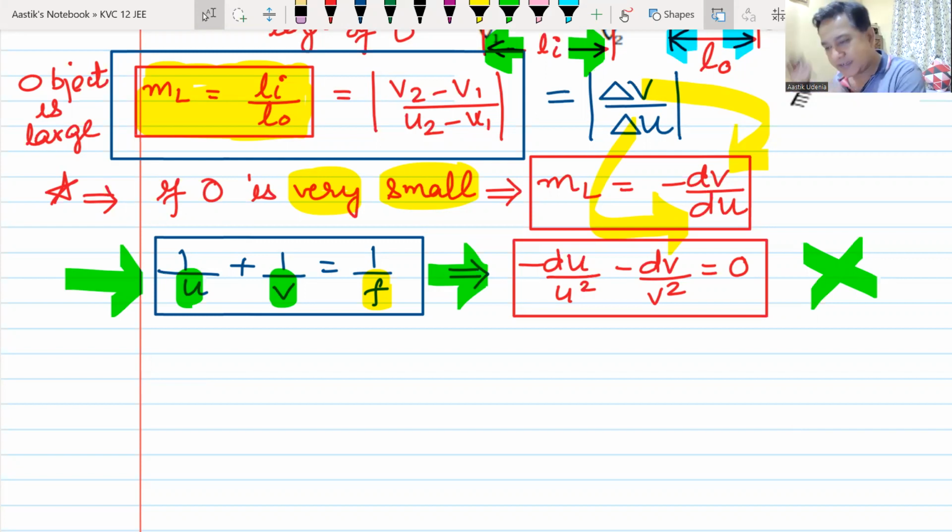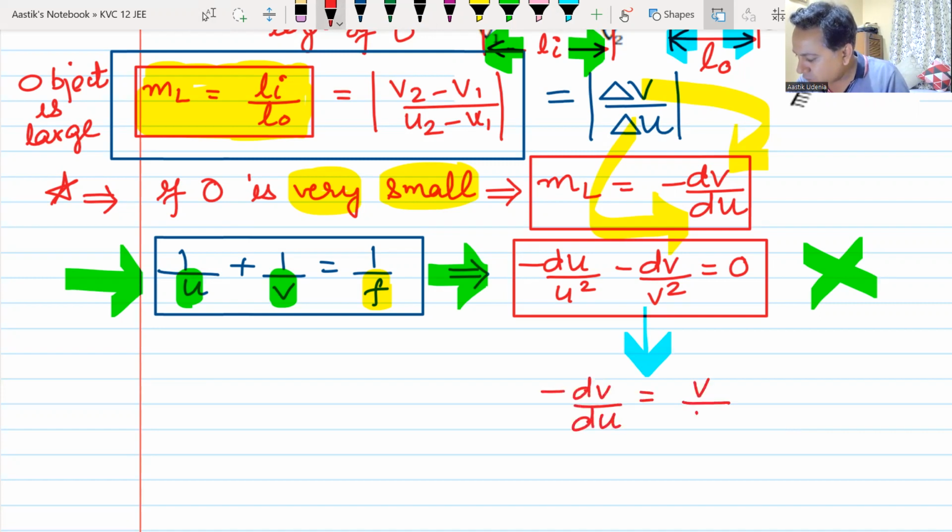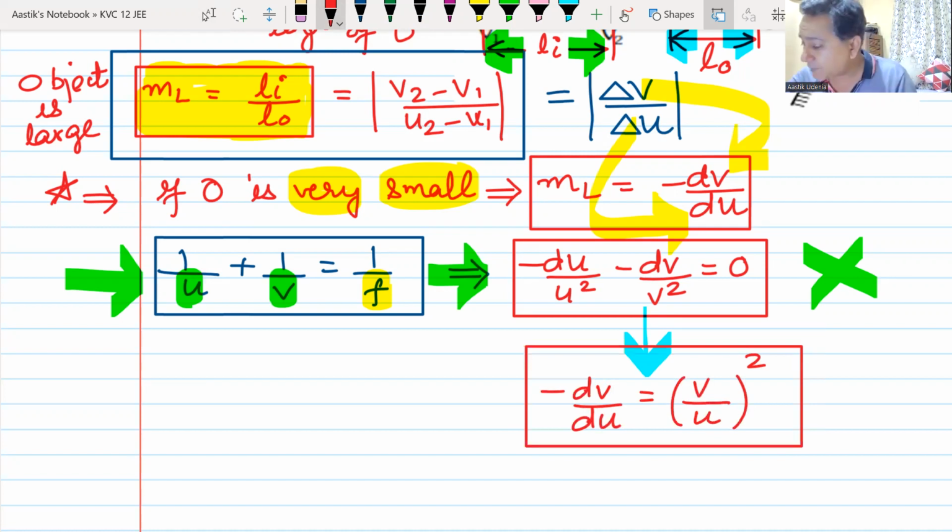I don't want to get into derivative because that's maths. My objective is not to teach you maths, right? Right now, what I want you to understand is that when I differentiate this equation and complete the derivative, this is the simplest derivative that you will ever get. From this equation, we can get the value of dv by du, and that is the only thing that you have to remember: from this equation I can get minus dv by du as (v by u) whole squared. That is the only point that you need to remember right now. Because with this point, my longitudinal magnification becomes very wonderful. Why does it become wonderful, my dear friends? Because ML is LI by LO, first formula.